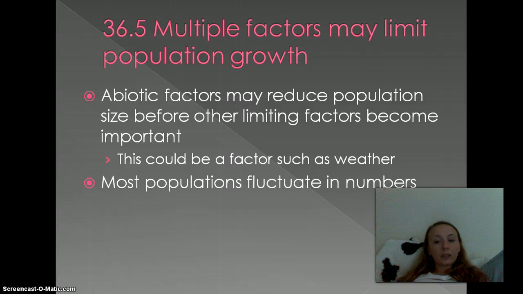So abiotic factors can reduce the population also, even before those other limiting factors become important. This could be a result such as water, not enough food. Most populations fluctuate in numbers naturally in everyday life. So there's rise and falls of populations all the time.